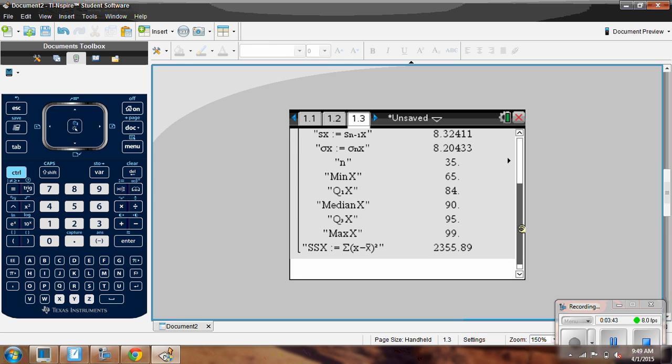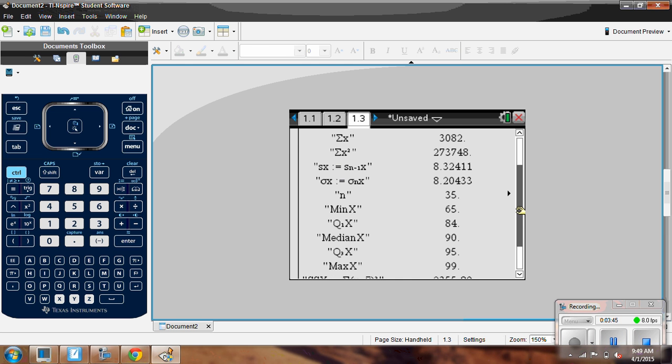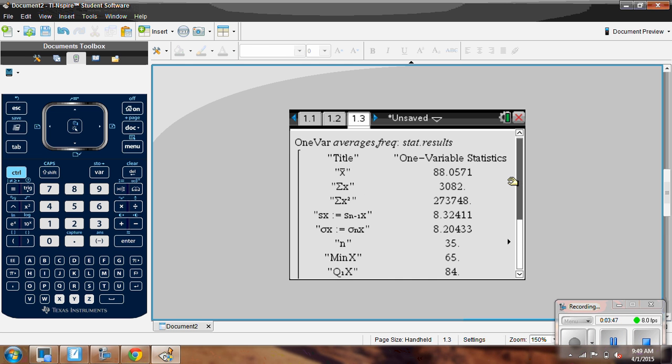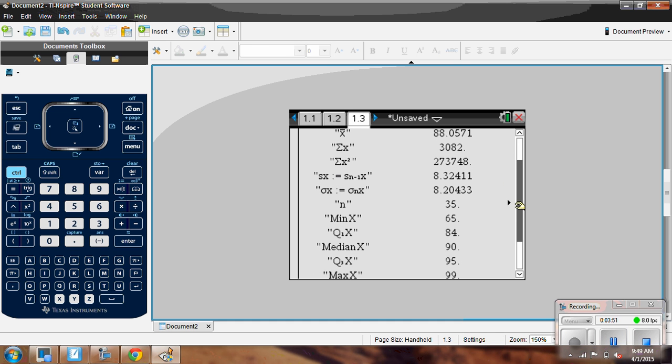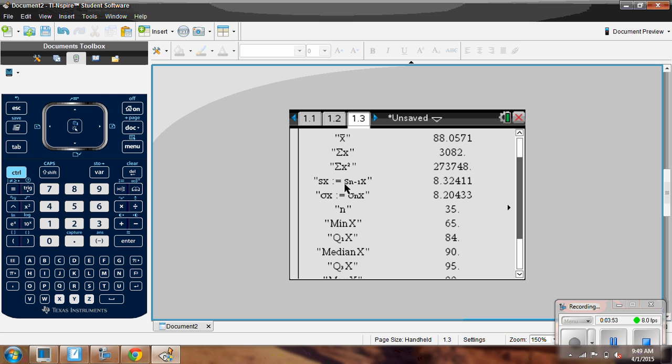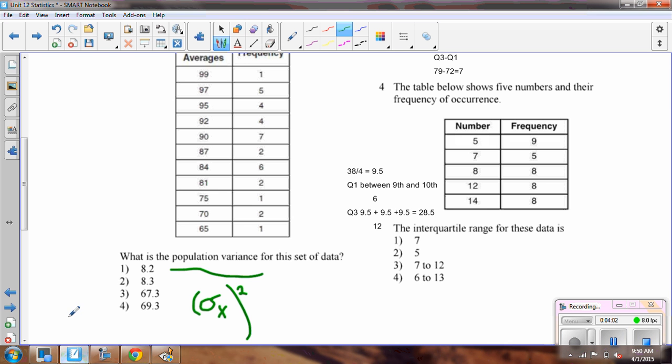So anytime you need to get that information, if you don't want to do it by hand, you can plug it into a list on your calculator and it will find it for you. So going back here, S stands for sample. Sigma, kind of like the sigma x, is for population. We need this 8.2. So go back to our document.